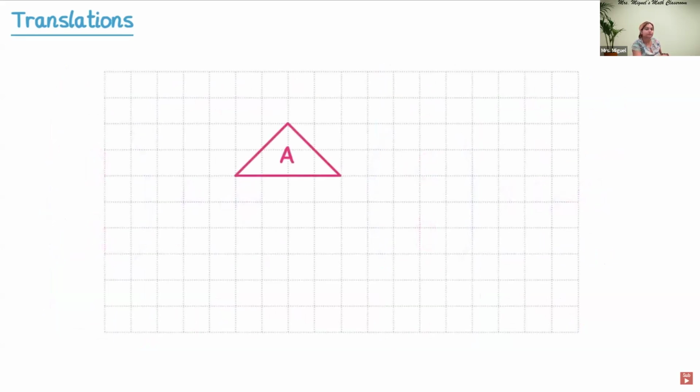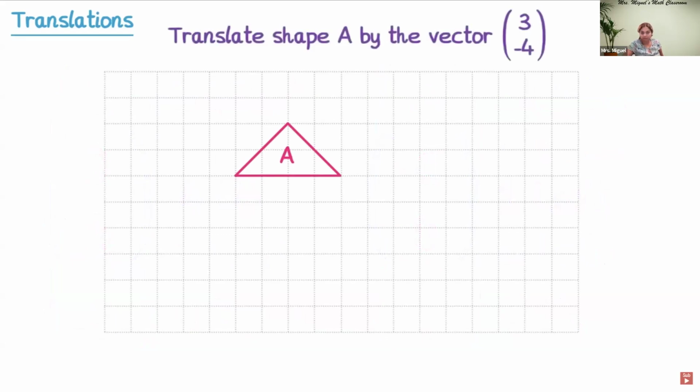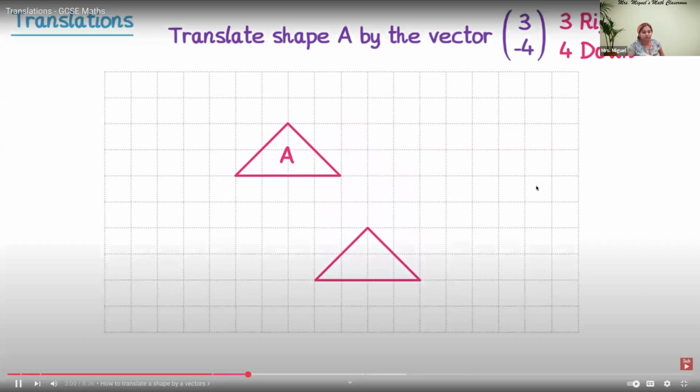Now let's have a look at how we can use vectors to help us do translations of shapes. In this question, we could be asked to translate the shape A by the vector 3, -4. This vector means 3 to the right and 4 down. So that's where we're going to move the shape. 1, 2, 3 to the right, and 1, 2, 3, 4 down. So the final shape would end up here if we've done this translation.